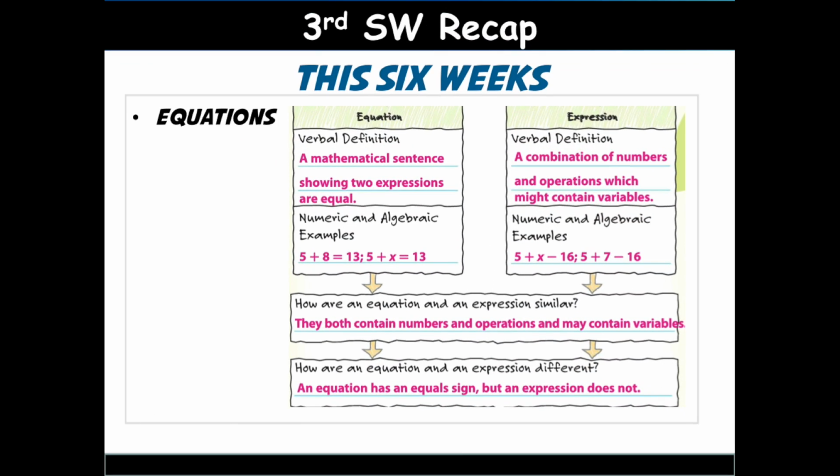Moving on to equations. If you look at these very carefully, the difference between an equation and an expression is that an equation is a mathematical sentence that shows how two expressions are equal. You have that equal sign right there. An expression is more of a combination of numbers and operations, and it might contain variables, but notice there's no equal sign. So it's not always going to have some sort of solution, but in an equation, you should be able to solve it in some way or another. So pay very close attention to that when you hear the difference between expression and equation.